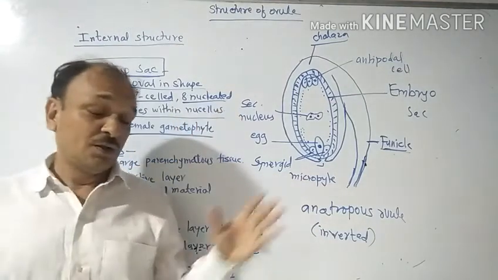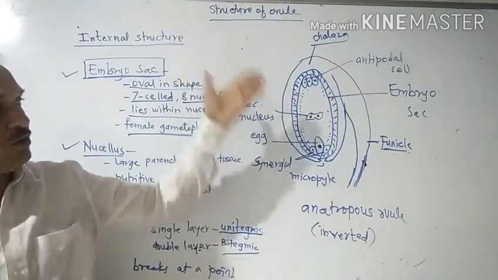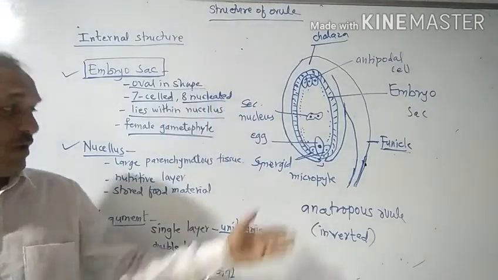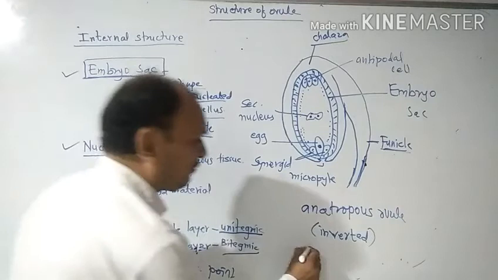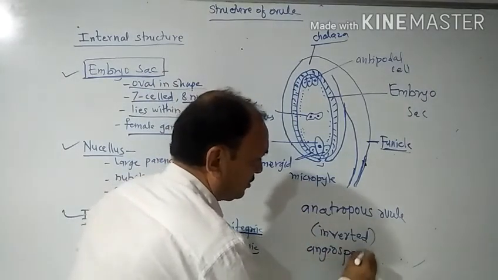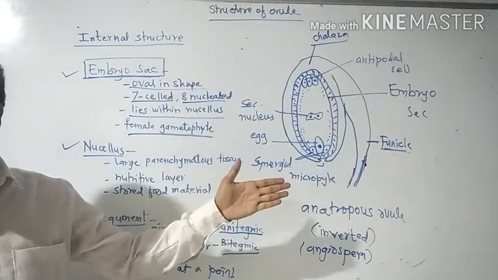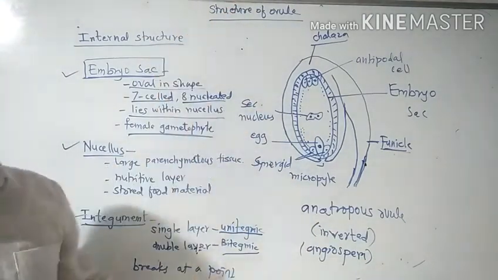So this is an anatropous type of ovule, but different types of ovule are also found in angiosperms. This is a special feature of the angiosperm group of plants, and now these are the different types of ovule found.